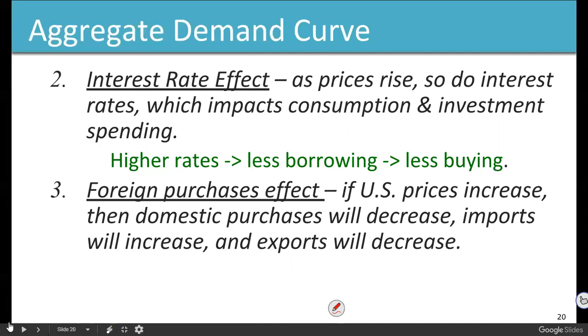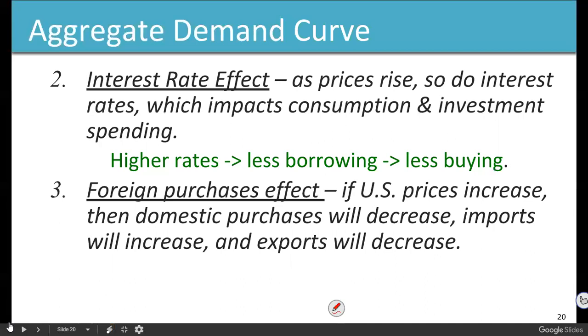Okay. The third one is foreign purchasing effects. If prices are going up in the United States, that doesn't mean they're going up in the rest of the world. But if the prices are going up in America and they're not going up in Canada, then what happens? That makes Canadian products look cheaper compared to American products. So what's going to end up happening? Walmart is suddenly going to be sitting there saying, well, I could buy American or I could buy these cheaper Canadian products instead. Score. And so what ends up happening?